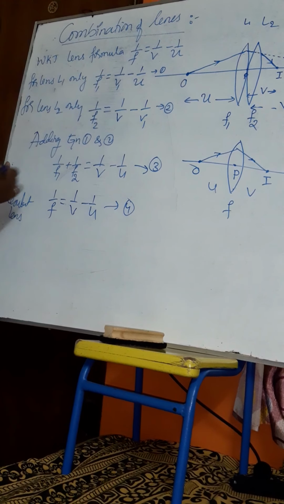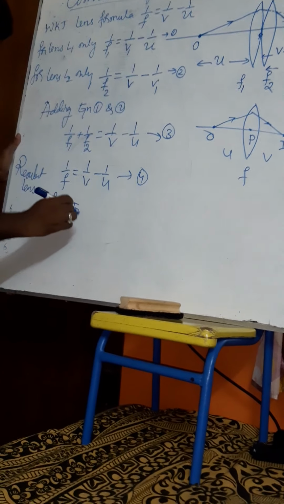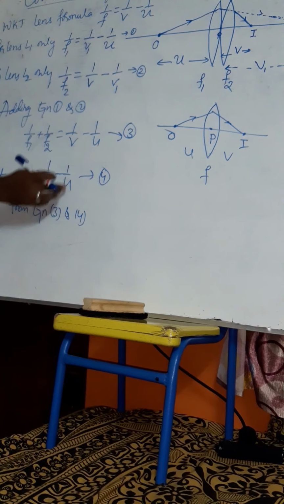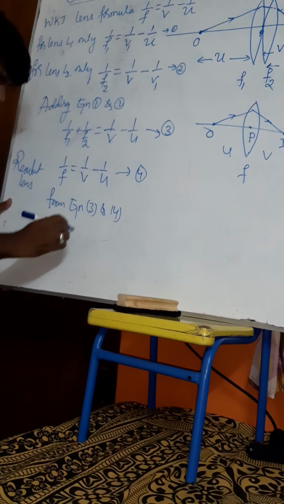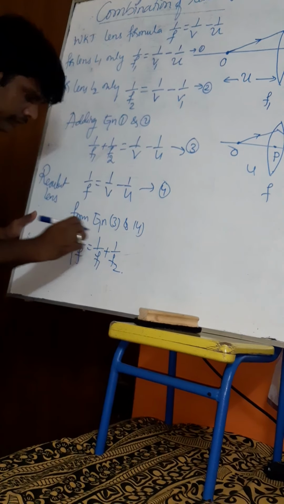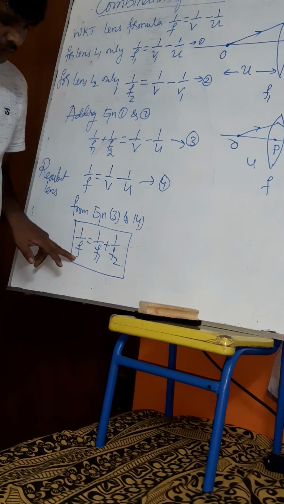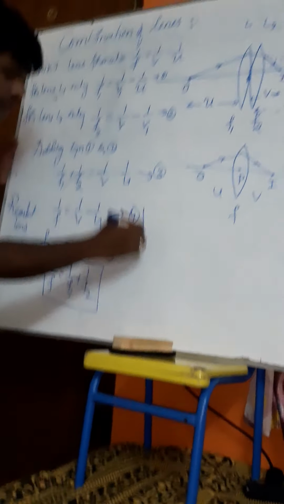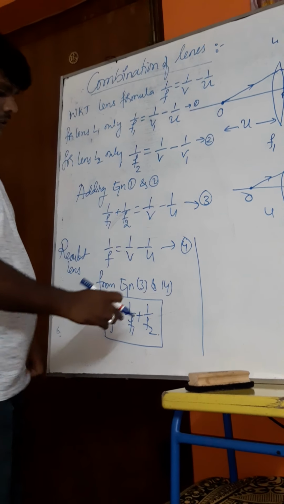So equation number 4. Now compare equation 3 and 4. See here, the right hand side is the same. It means the left hand side is also the same. Finally it will become 1 by f is equal to 1 by f1 plus 1 by f2. Now if two thin lenses are in contact coaxially, the reciprocal of the resultant focal length is equal to the sum of the reciprocals of the individual lenses. So this is the formula which gives the resultant focal length f.